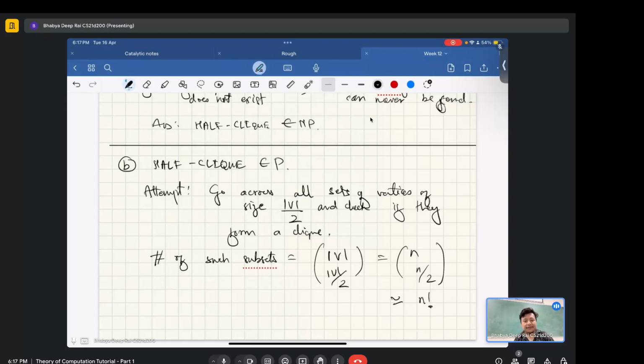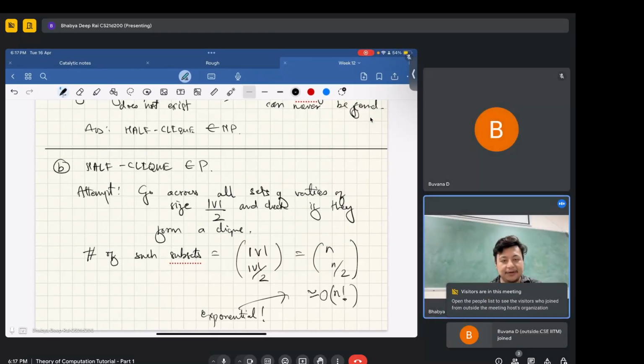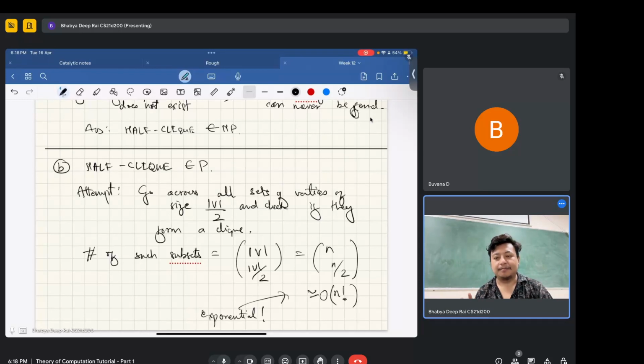Even if you do the high school method of expanding these binomial coefficients, you'll see that it is close to n factorial, which is itself exponential. It's very bad. It's 2 to the n log n, and this turns out to be exponential, and therefore it seems that half click is a much more difficult problem. It seems to be that way.